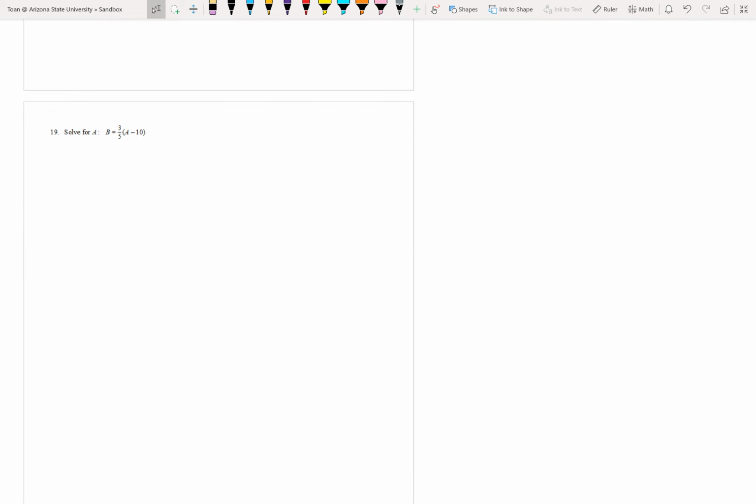Number 19 is solving the equation, but we have multiple variables. There are lots of different ways to solve this. I'm going to attempt to solve it in a way that most people would solve it. It may not be the way I solve it, but I think it's the way that most people would. So the first thing I notice is stuff out in front of parentheses. That usually tells you to distribute.